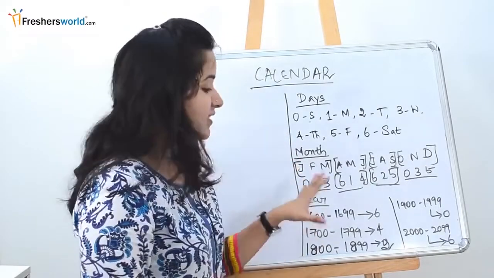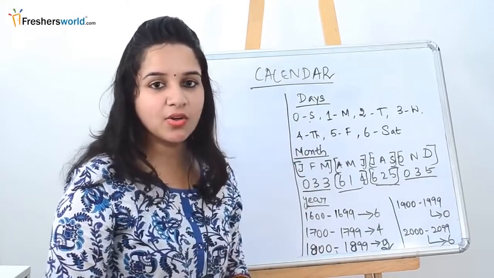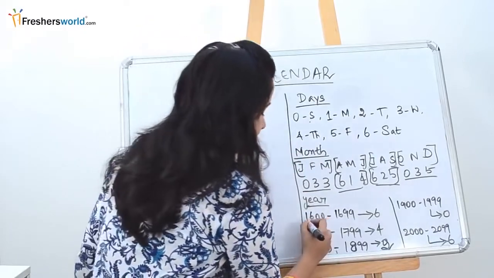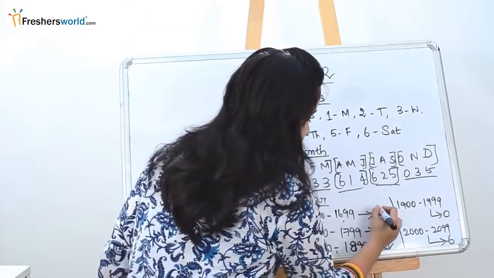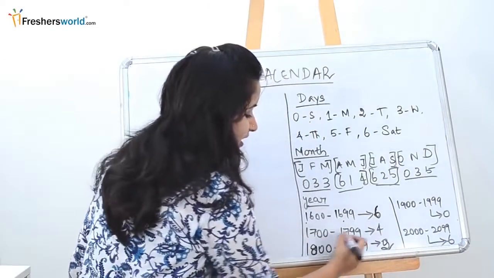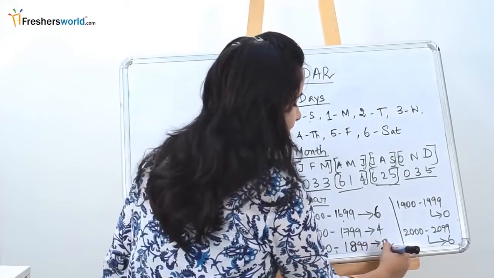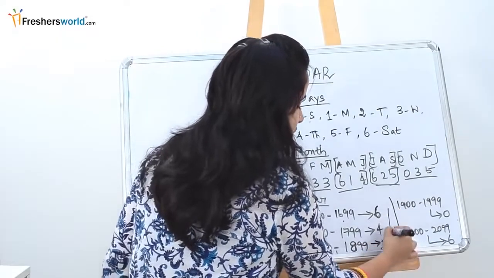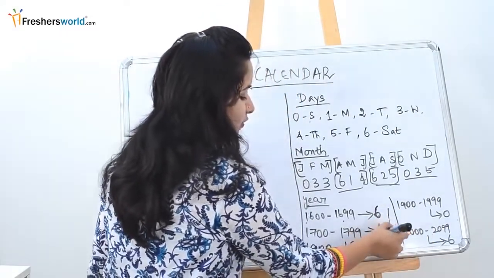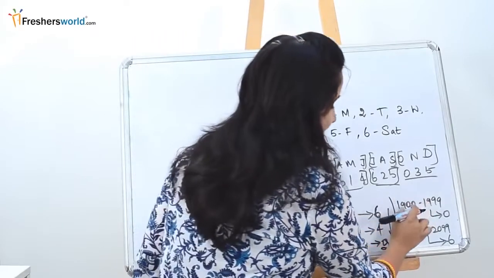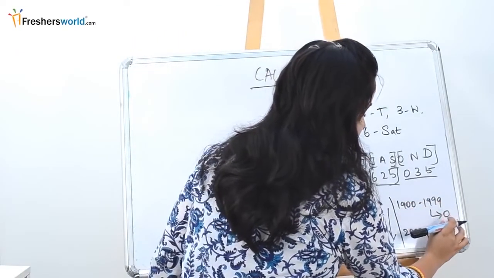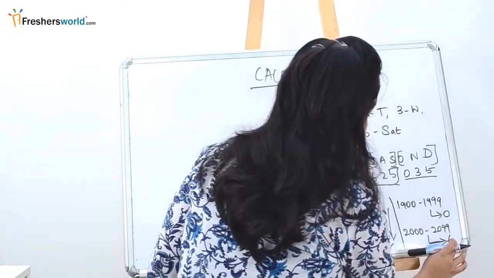Then for the year, these are the various years that they generally ask in all types of questions. From 1600 to 1699 we code it as 6. From 1700 to 1799 we code it as 4. 1800 to 1899 we code as 2. How to remember this? Go in the descending order 6, 4, 2. For 1900 to 1999 it is 0, and 2000 to 2099 it is 6.